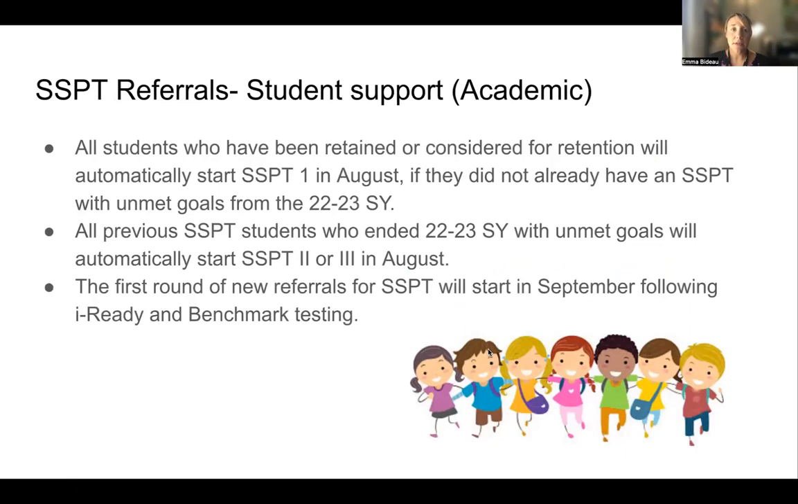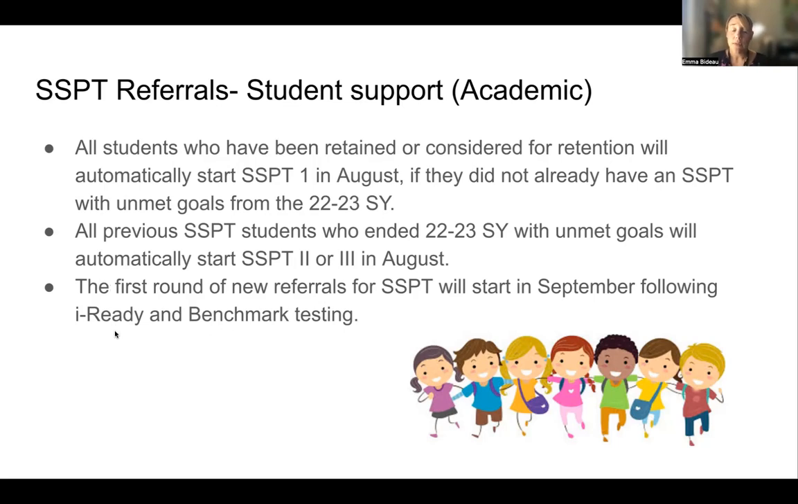For SSPT referrals, I'm trying a new process. SSPT referrals are for students who have been retained or considered for retention. That will start right away in August if they did not already have an SSPT from last year. All previous students who ended the school year last year with unmet goals will also automatically start SSPT 2 or SSPT 3 in August, starting August 28th.